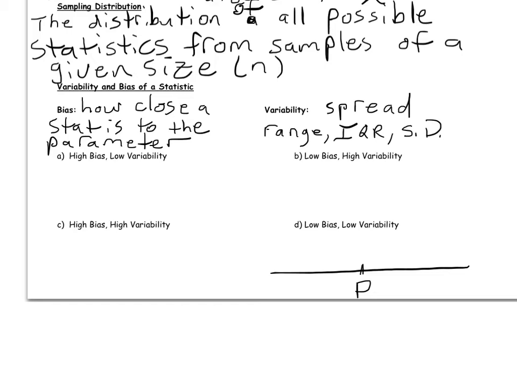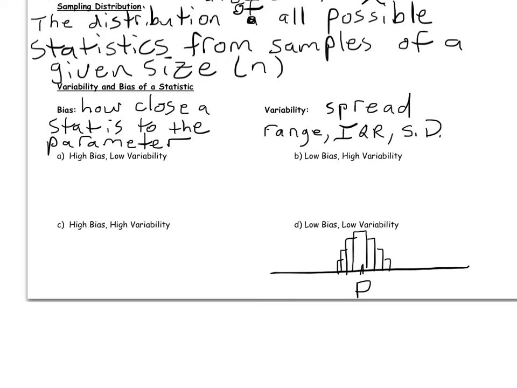Okay, so if we went out and we got a bunch of random samples and the samples had low bias, that means that the percentage of guys in our samples was really close to the percentage of guys that go to the school. So if I made a histogram of those percentages, they'd be like really close to P. And low variability means that the results are not really spread out that much. So low bias means that the statistics are going to be close to the parameter, and low variability means there's not a lot of spread.